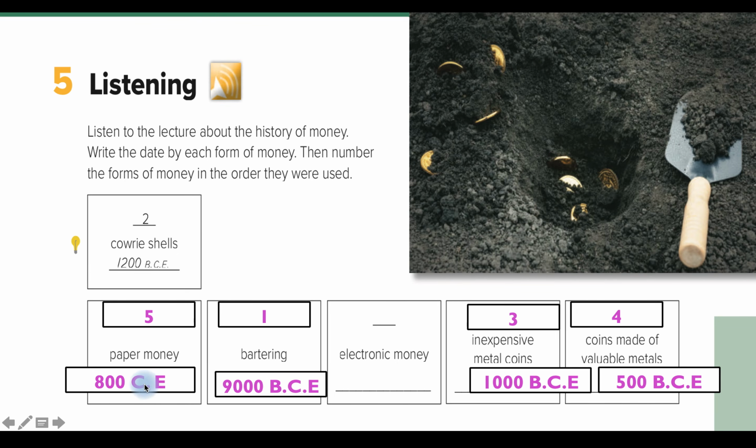CE, we mean here the Common Era. Okay, and the last form is the form of money we know it today, the electronic money or the digital form of money. So this is the answer based on what you had listened to.